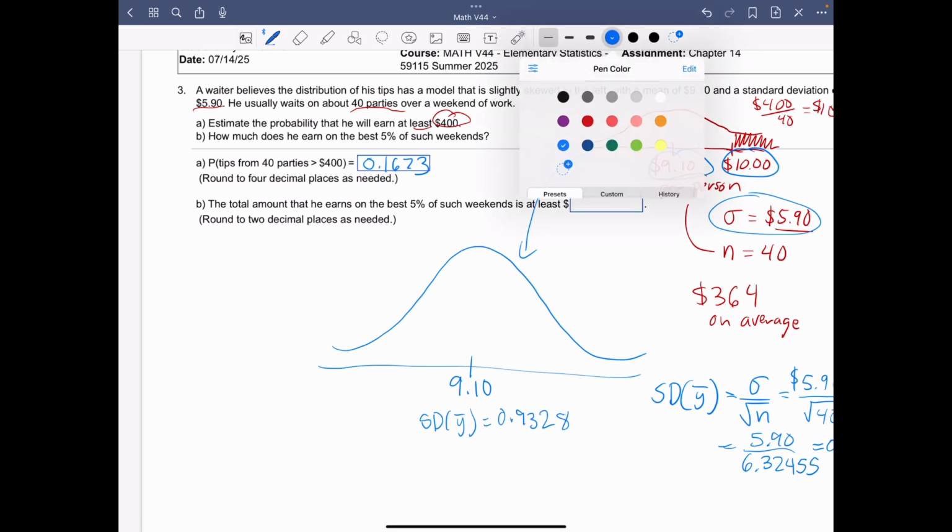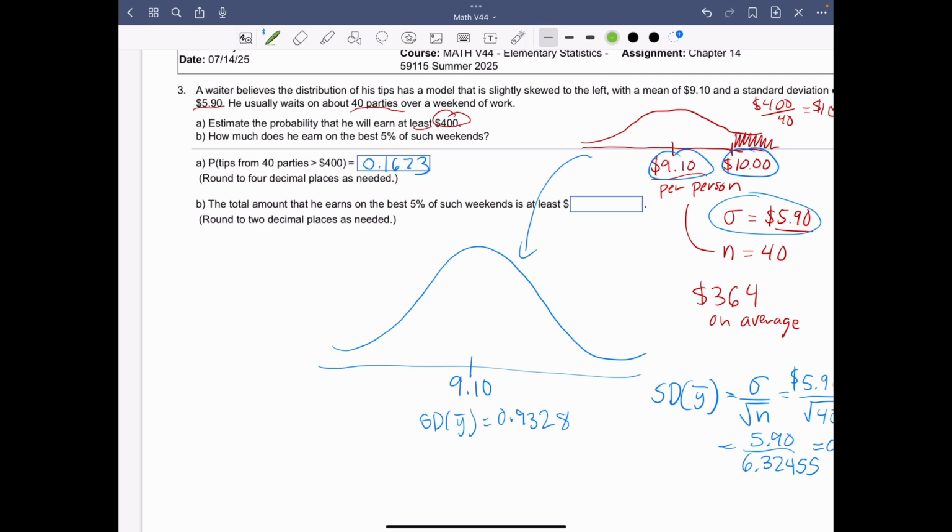For part B, I'll do this in a different color. The total amount he earns on the best 5% of such weekends. Best 5%. So we have our normal model here. I'll use the same one. Let's shade over here to the right. This would be the 5% region. And we want to find the total amount that he earns. So how much is it going to be per person? We're looking for this y value here. We have the mean, we have the standard deviation, and we have our percentage. Using StatCrunch, we can calculate what y is.